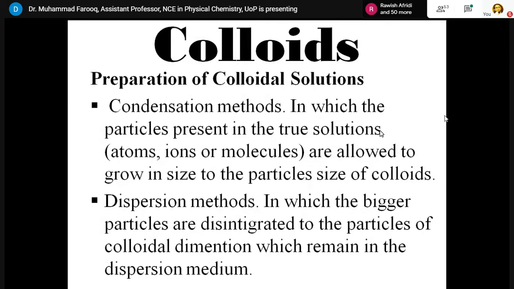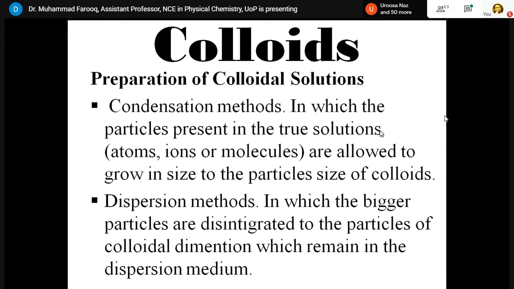Second is the dispersion method, in which the bigger particles are broken down to the particle size of colloid. This means the particles are bigger, while in the first one the particles are very small and are allowed to combine together to make a larger molecule. In the case of the second one, dispersion, the larger particle is broken into pieces to make the particles of colloid. Okay, is this clear or not?